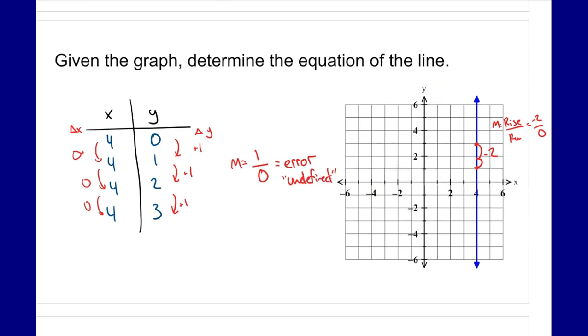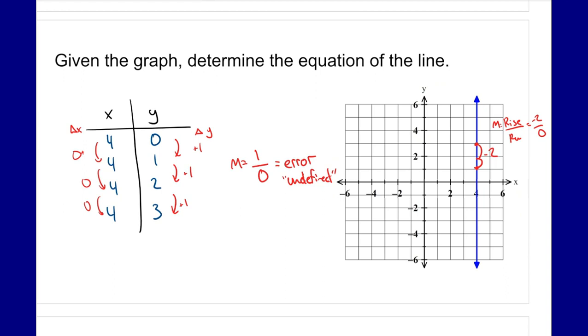You could think of the slope being so high, right? If you're thinking of slope as the steepness, this is so high or so steep that we cannot define it in values like we're used to. So what does that mean for our equation? We don't have a multiplier. We don't have a y-intercept. What's our equation? Well, for this one, I'll tell you.